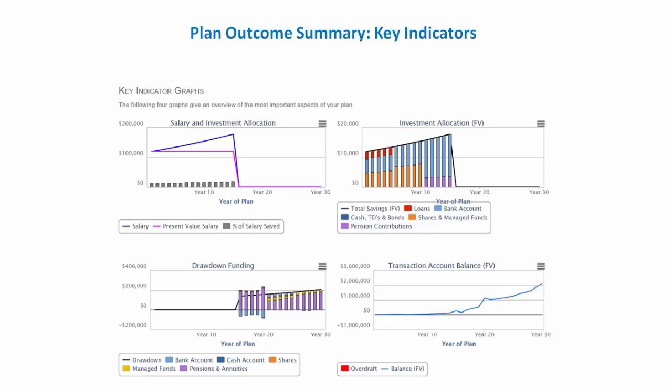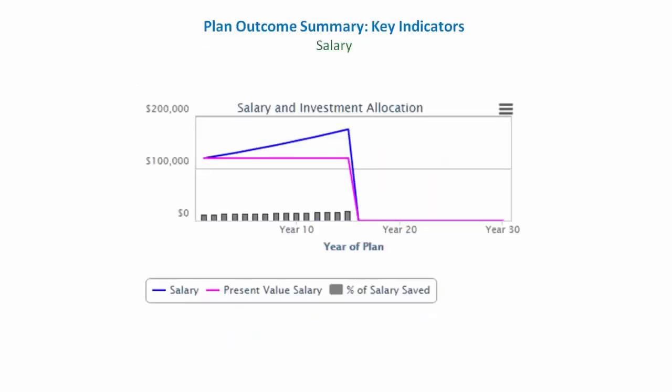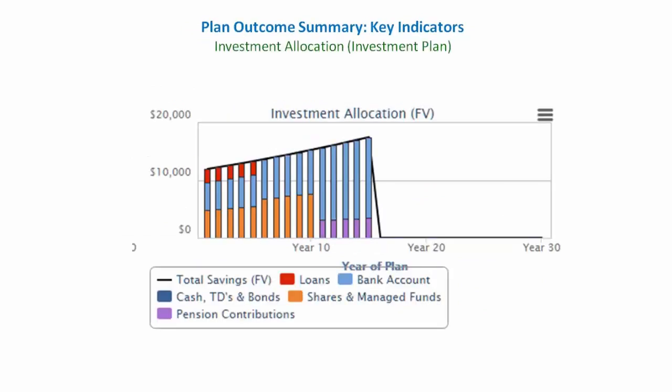The graph format may be downloaded as a PDF, however it is intended to be used as a summary of all the plan's details online. There are 4 key indicators which should be your first point of reference as you make your plan. If essential data has been omitted from your plan, the effect is likely to show up in one of these 4 graphs. For example, have you entered your salary and how much you will be allocating to your investment plan?